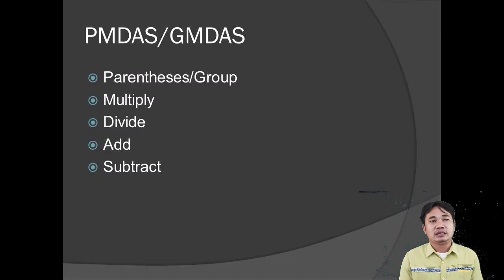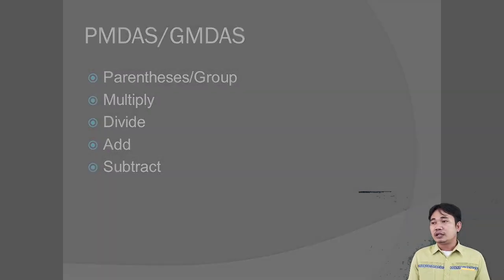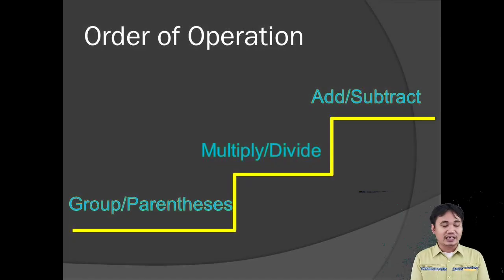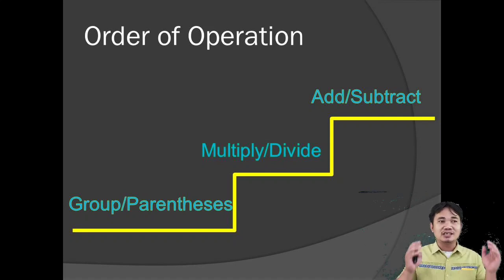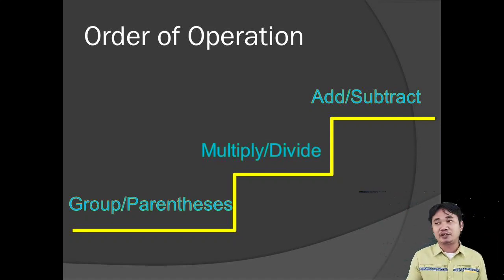So, let's have it in a ladder form or sa hagdanan. Ano ba ang pinakaunang step? You need to perform inside the group or the parentheses. So, you're going to perform the operations inside the group or the parentheses first. Second, you're going to do multiplication or division. The next step is either you multiply or divide.